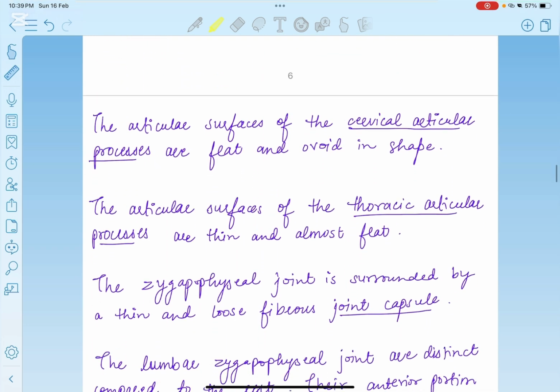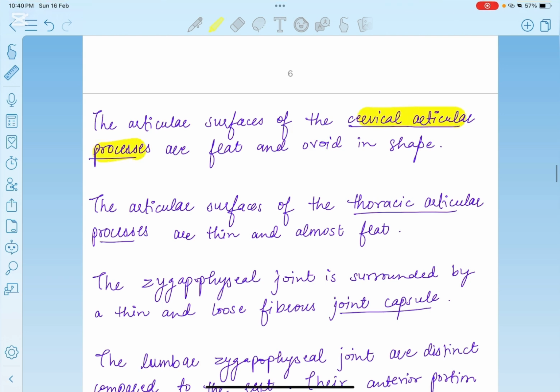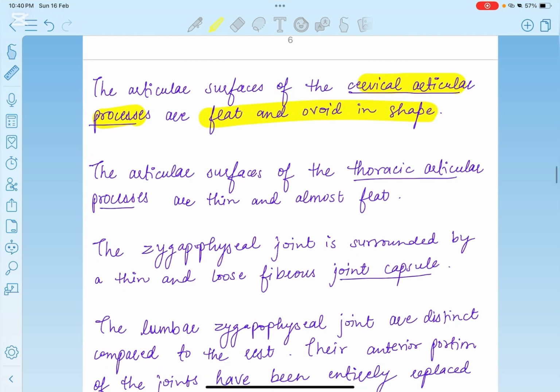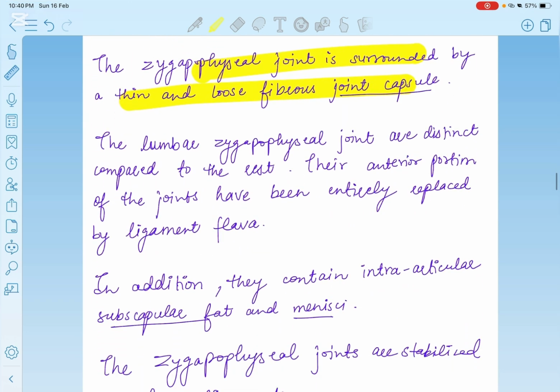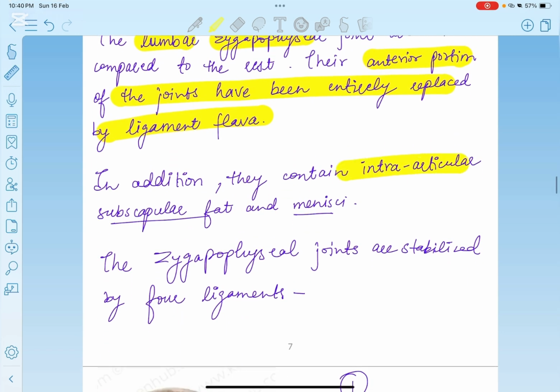Now, the articular surfaces of the cervical articular processes are flat and ovoid in shape. In the case of thoracic articular processes, they are thin and almost flat. The zygapophyseal joint is surrounded by a thin and loose fibrous joint capsule. The lumbar zygapophyseal joints are distinct as compared to the others. The anterior portion of the joint has been entirely replaced by the ligamentum flavum. In addition, they contain intra-articular subcapsular fat and menisci.